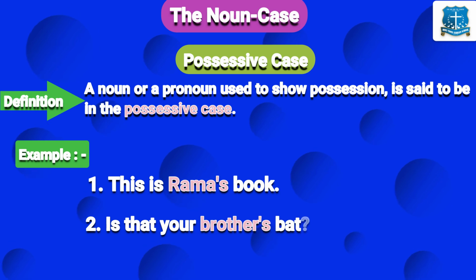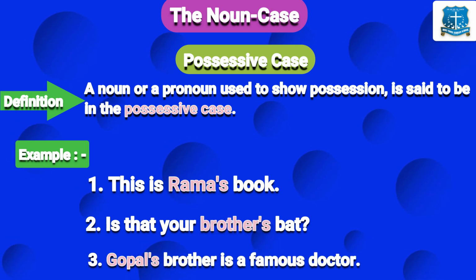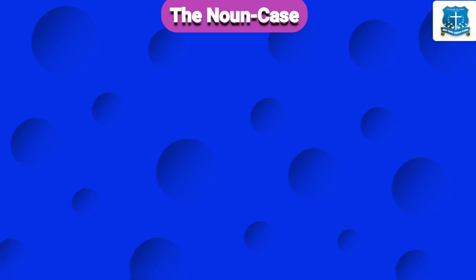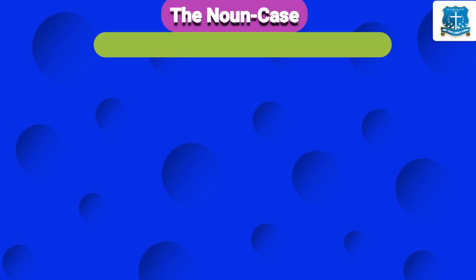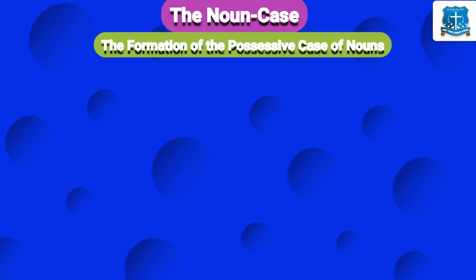Second, is that your brother's bat? Whose bat? Brother's bat. Third, Gopal's brother is a famous doctor. So whose brother? Gopal's brother. A noun in the possessive case answers the question whose. Now let us see the formation of the possessive case of nouns.